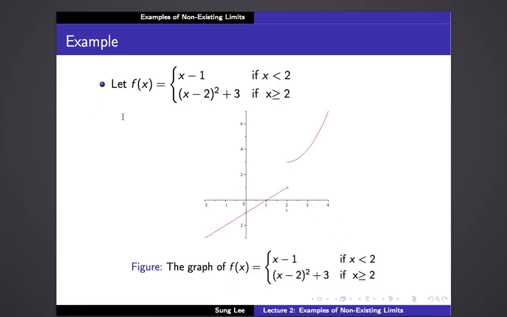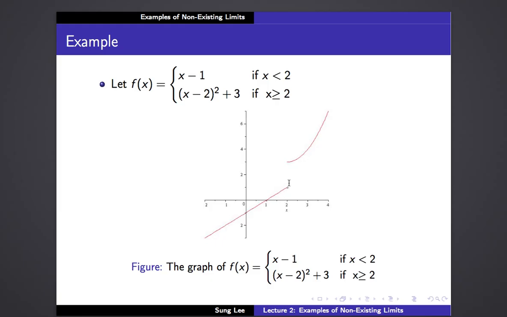Here's another example. So here f of x is defined by the following branch function, okay? So the branch point is x equals 2. When x is less than 2, it is defined to be x minus 1. And when x is greater than or equal to 2, it is defined by the parabola x minus 2 squared plus 3. So here's the graph, all right?